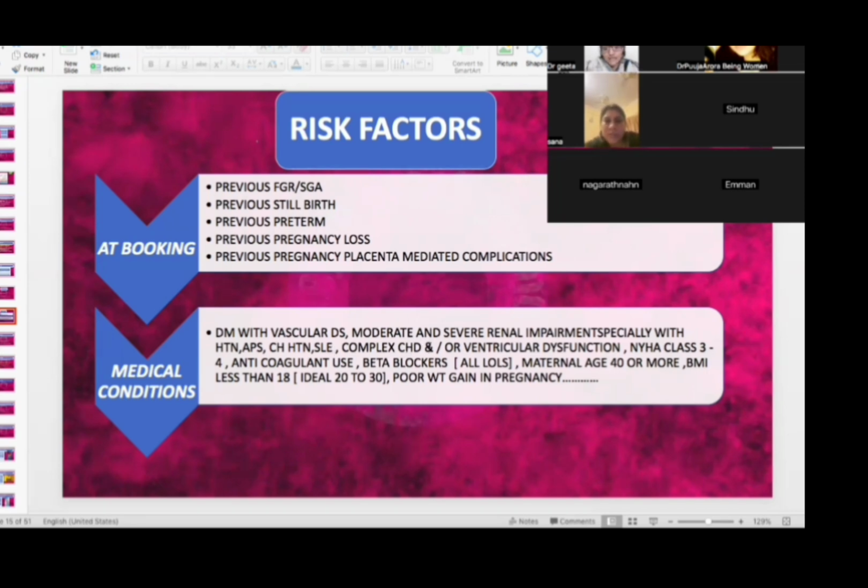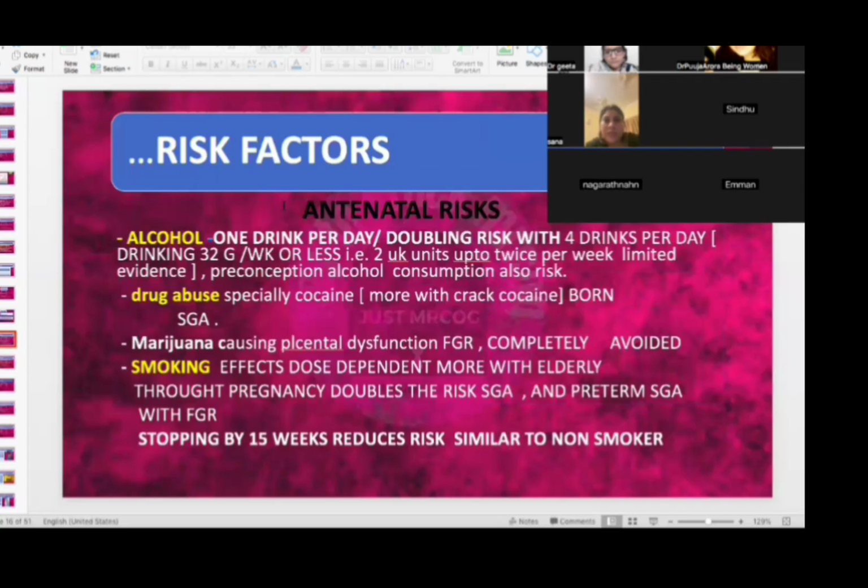Next are medical conditions: diabetes, moderate and severe renal impairment, hypertension, antiphospholipid syndrome, chronic hypertension, SLE, complex congenital heart disease, ventricular dysfunction, NYHA class 3 and class 4, anticoagulant use, beta blockers, all kinds of these, maternal age 40 or more, BMI less than 18, and poor weight gain in pregnancy.